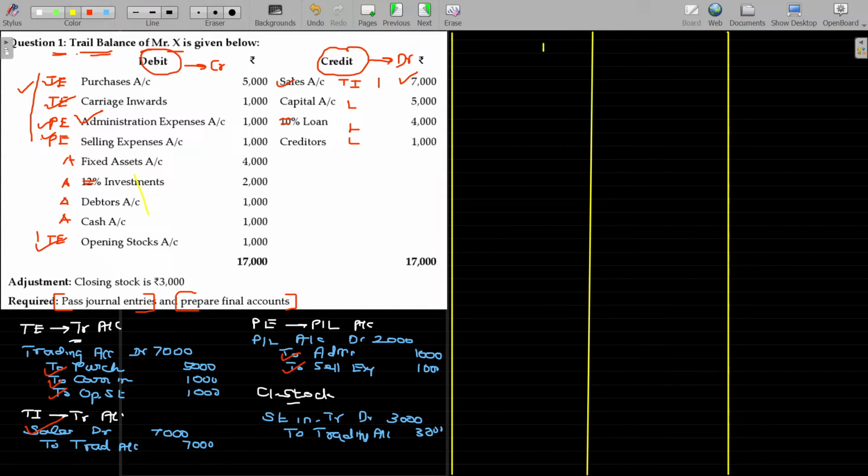Trading and P&L account. And then balance sheet. Assets in the right hand side, and liabilities in the left hand side. Debit and credit.